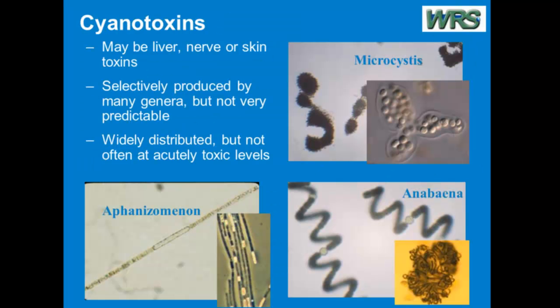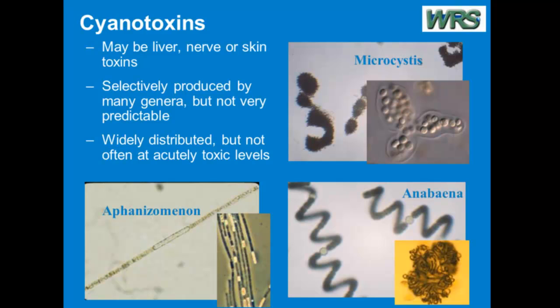Okay, cyanotoxins, I don't want to belabor this too much. I'm not into scare tactics, but there are toxins that are produced by many types of blue-green algae. Some of the ones pictured here, Microcystis, Aphanizomenon, and Anabaena are three of the most common blue-green algae. They're also ones that produce some pretty potentially high toxin distributions. This is widely distributed in the aquatic environment.